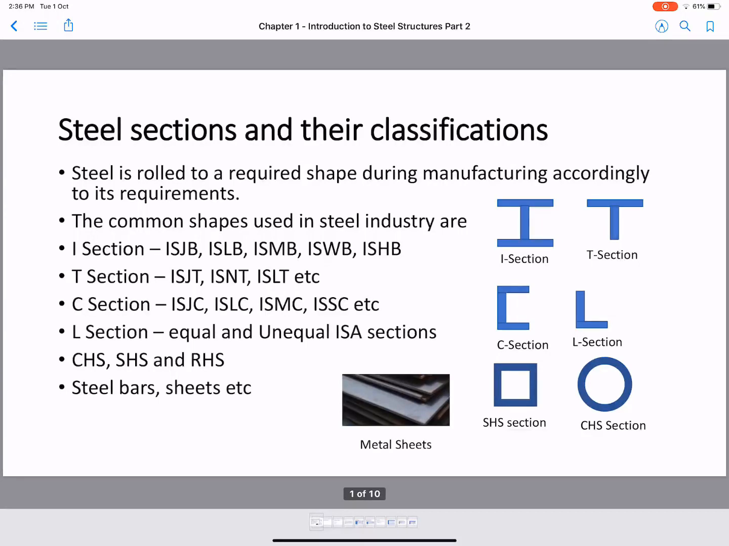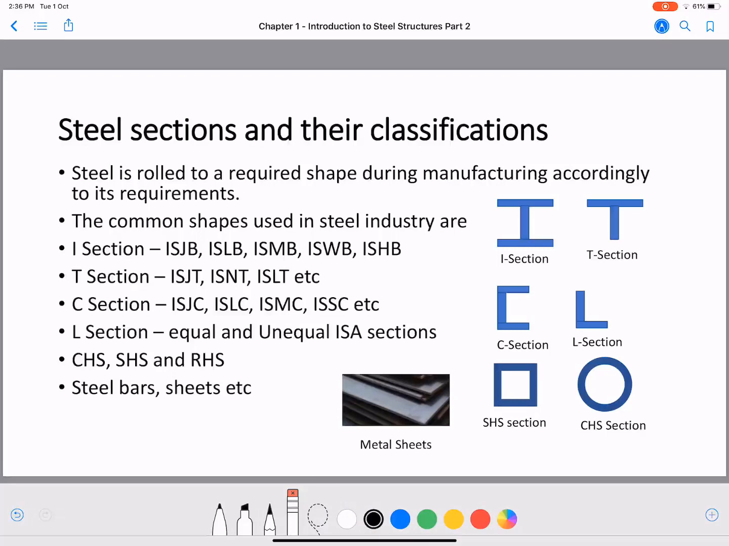There are many different types of shapes available in steel sections. However, generally used are I section, T section, C section, L section and hollow sections, steel bars, and sheets in the structural industry. Let's discuss these sections. Now, the I section is also called a universal beam.